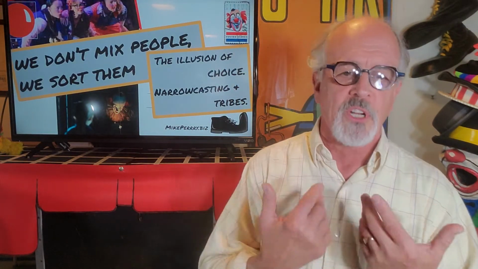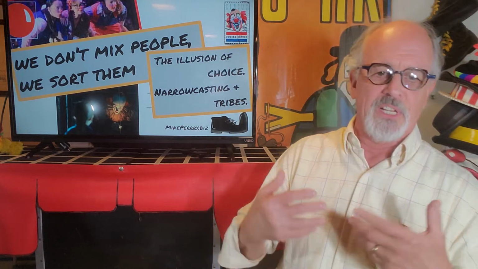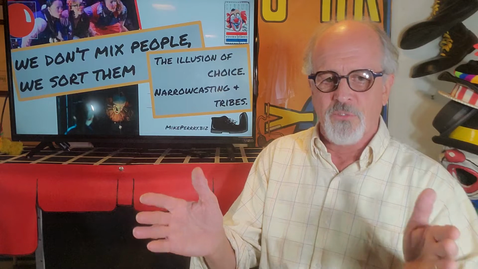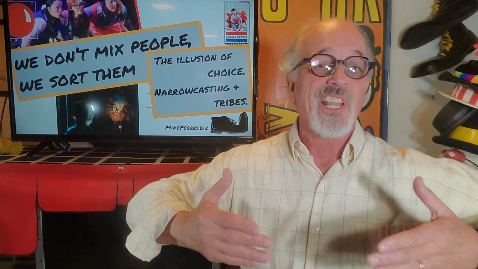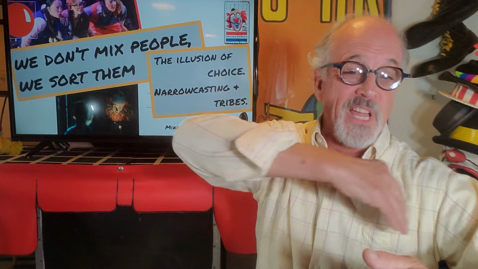All right, so in that process, here it is: the illusion of choice, which is the algorithm. Yeah, I like this, I like this, I like this. I don't like that. That's the illusion of choice. The algorithms are making those choices for you. We'll call that narrowcasting, and in that process, you're surrounded with like-minded people. You're surrounded with tribes.